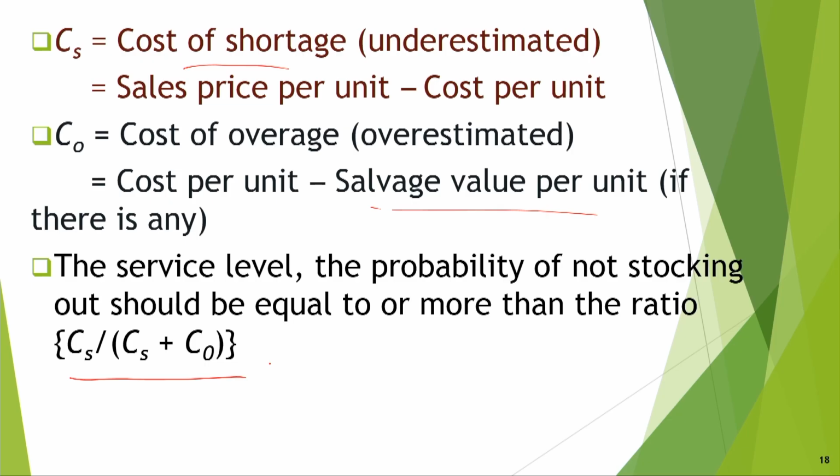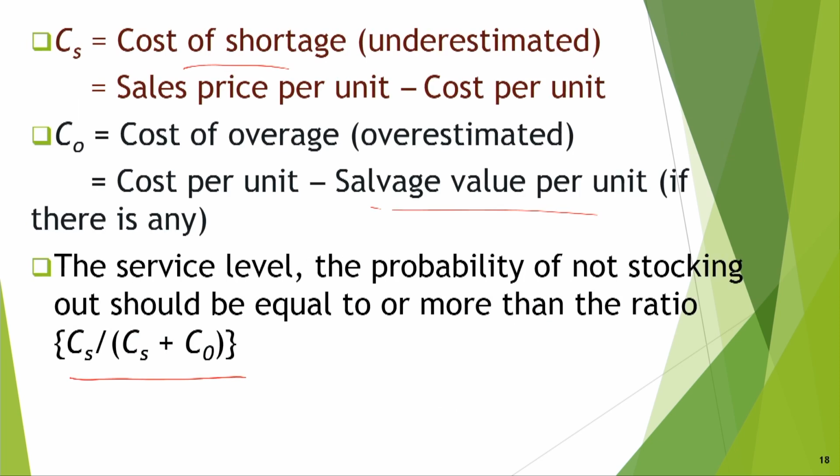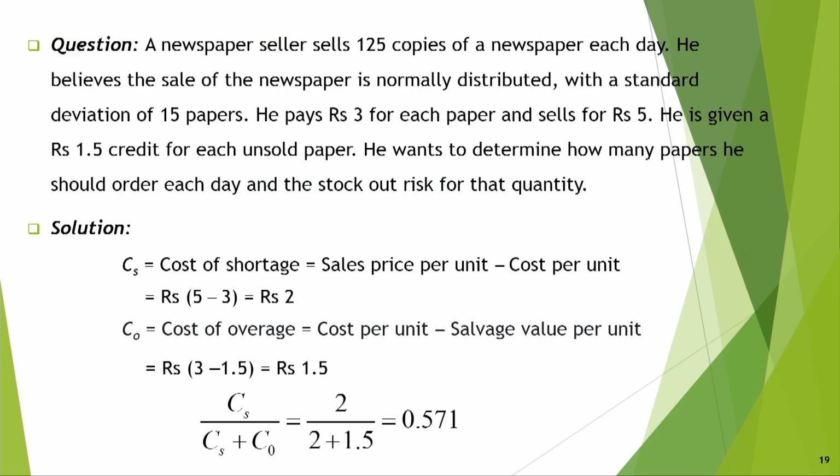Then we define what is called service level. The probability of not stocking out should be equal to or more than the ratio CS by CS plus CO. This formula has come, and this is what I will derive a little bit, but let us do one problem before we go into the mathematics. You can take it at face value that this ratio CS by CS plus CO is what you decide on.